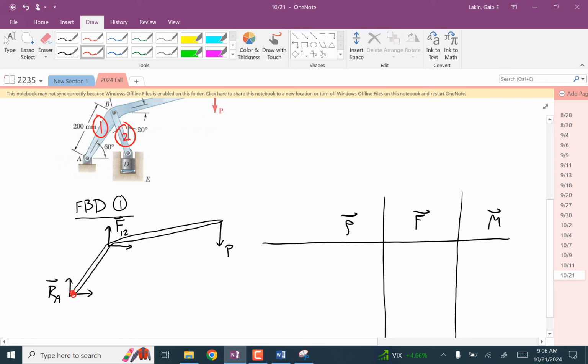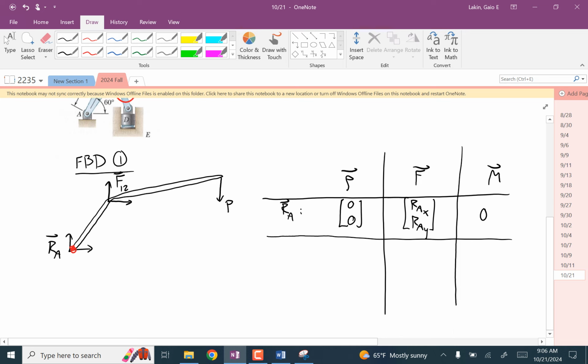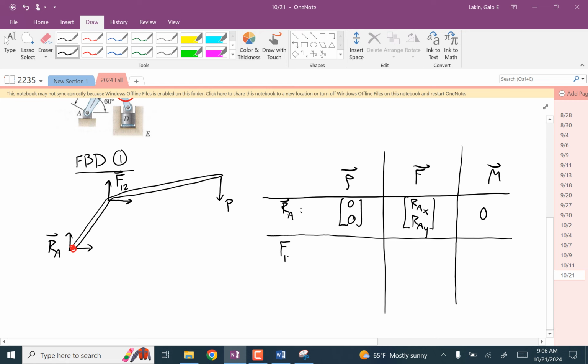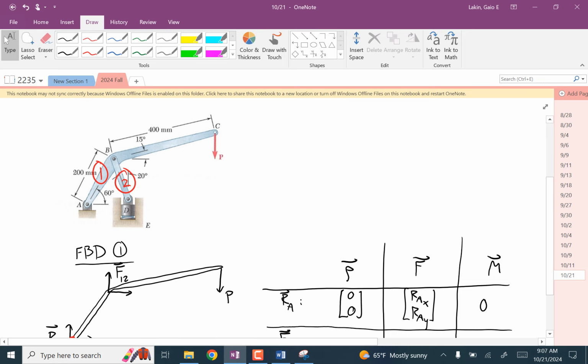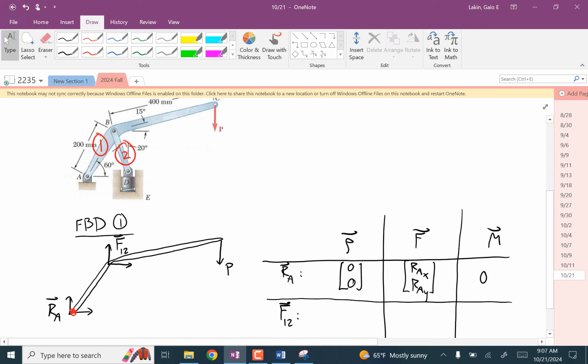I'll put the about point here. So that first force RA has a 0 row vector. The forces RAX, RAY. Moment is 0. Then F12, that is at, you could do this in meters or you could keep those lengths in millimeters. It'll work fine either way. I'm used to just putting everything in SI units, so I'm going to call that 0.2. So we got 0.2 times cosine, sine of 60.